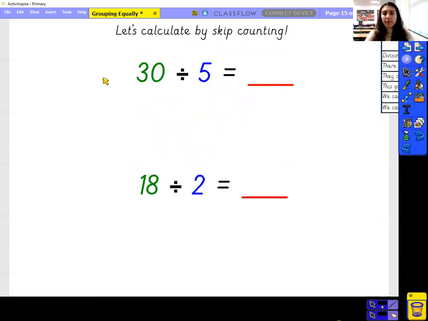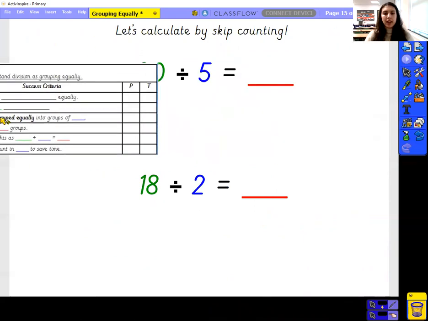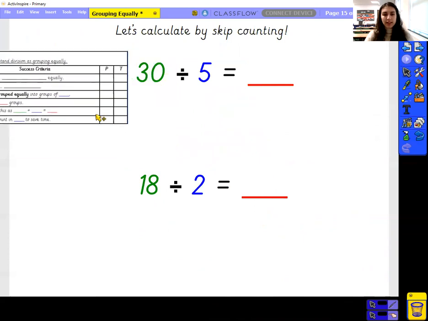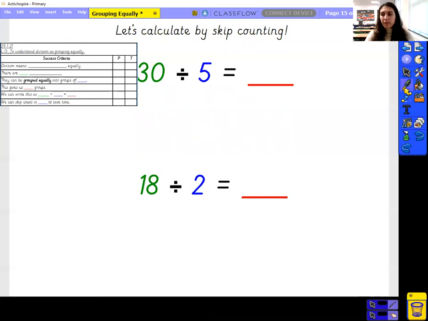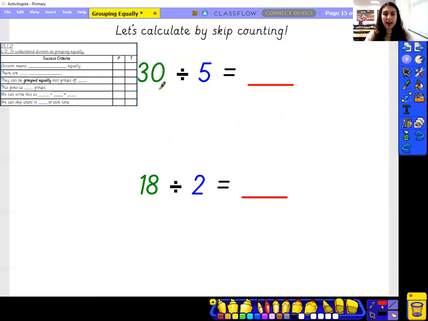So let's have a look. I've got a division calculation here. Let's talk through what this division calculation means then. And don't forget that success criteria is around if you need to use it to help you. So the first number tells me that there are the whole number of objects.